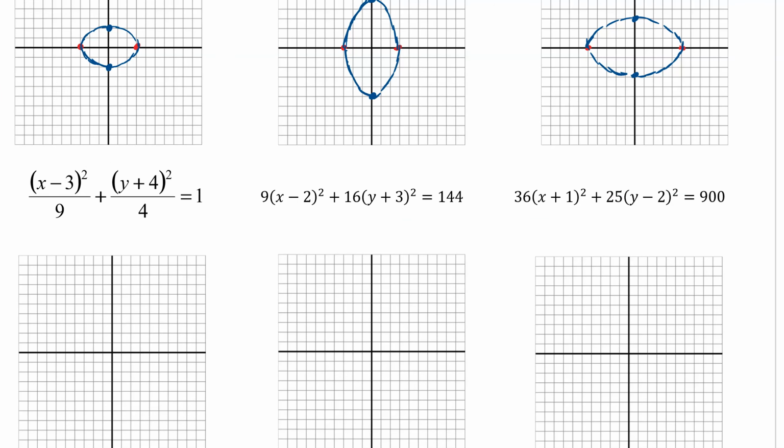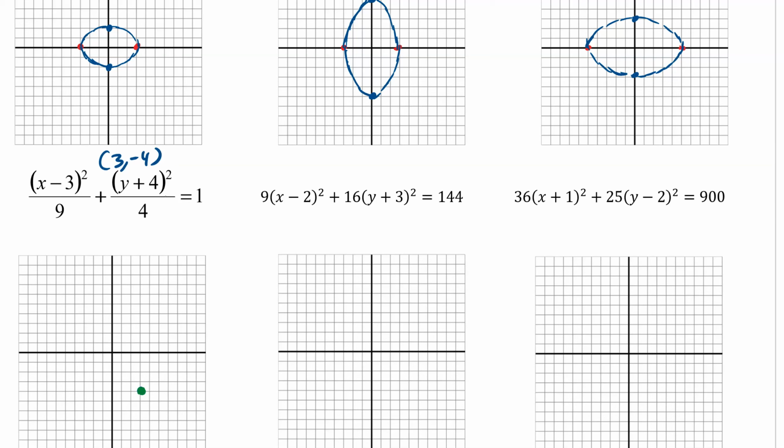So now we have shifted it. So just like the center of the circle, we have a center for our ellipse. So this is x minus 3 and y plus 4, which means we're going to get a center of 3, negative 4, just like before. So 1, 2, 3, and then down 4. Right there is our center, and I'm going to mark that in green so we know that's our center.